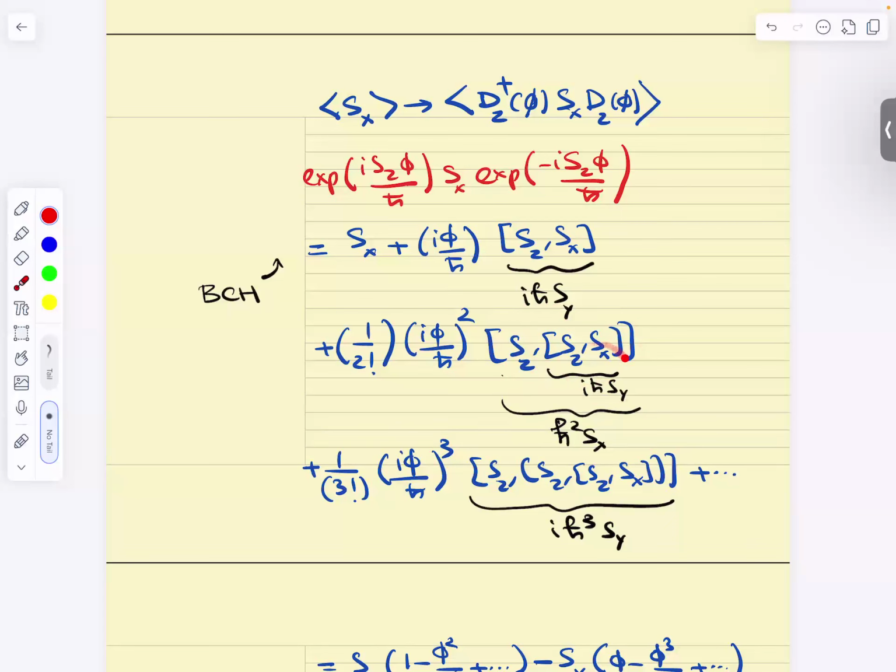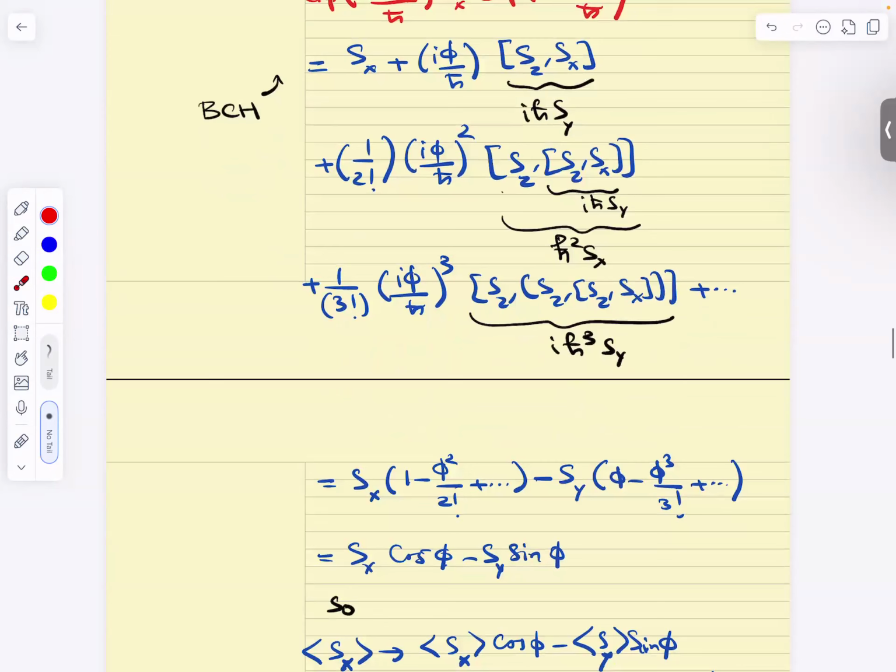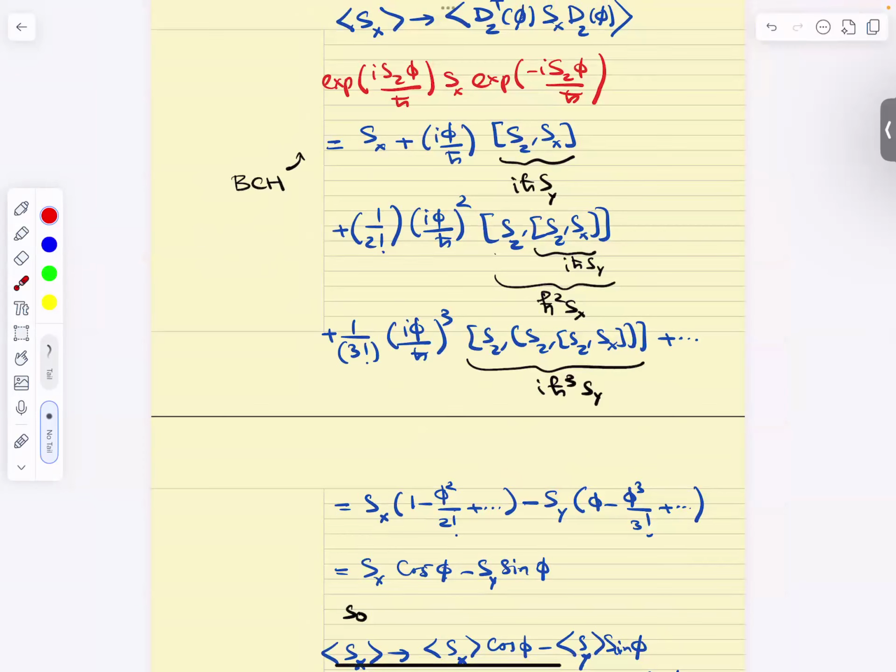You have to calculate the commutator of Sz and this guy, i h bar Sy, and you get h bar squared Sx, and then you repeat that. You realize that, as is common with these Pauli matrices, all the even powers take one form and all the odd powers take another form. So you could resum them and you obtain the following resummation. This is something that one way or another I'll make you guys do in homework so that you get used to it. You end up with the Sx operator rotated around the z-axis by angle phi becoming Sx cosine phi minus Sy sine phi, as it should be.